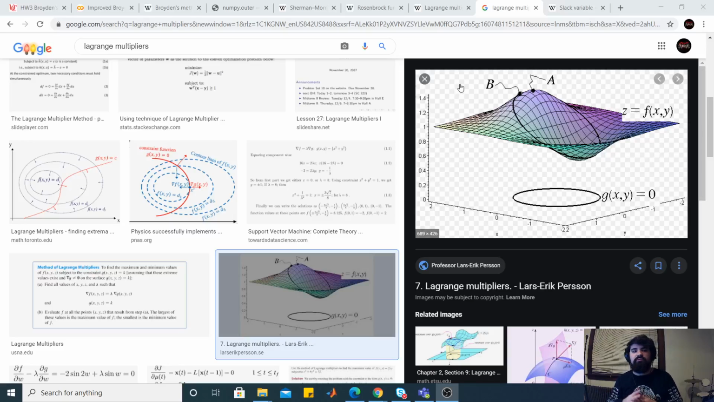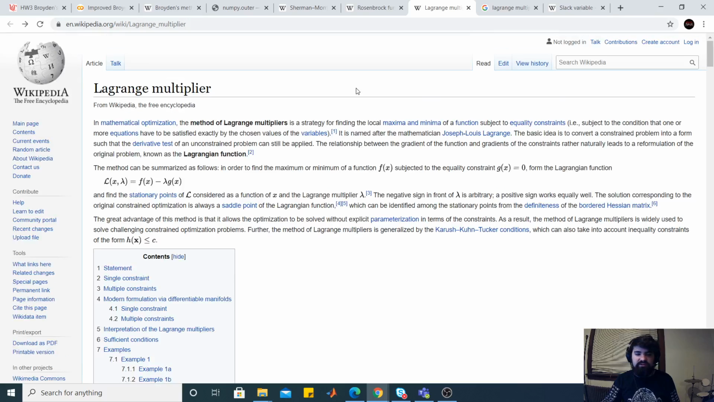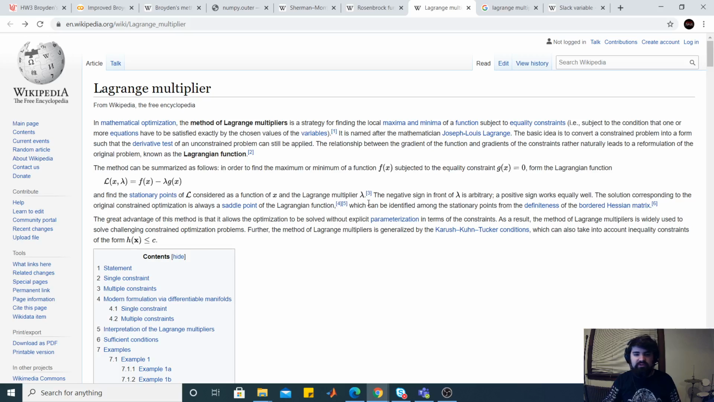Okay, so for this part, I am simply going to explain two concepts that are going to be used. The first one is the Lagrange multiplier, and the second one is slack variables. And so the Lagrange multiplier is a strategy for finding maxima and minima subject to equality constraints.